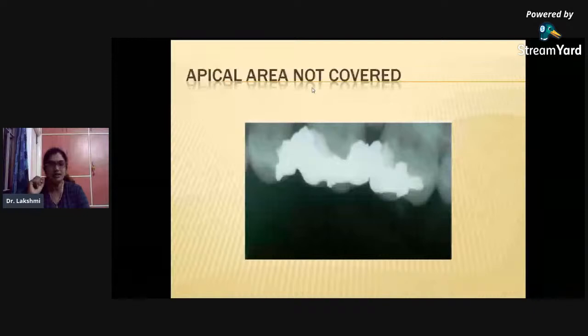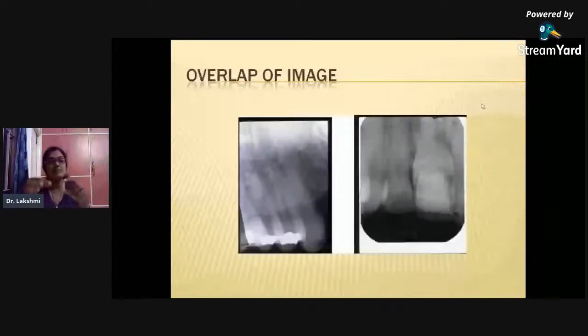Next, surface not covered, reverse of that. The film is placed a little too neatly that all the overlap of images, why do these happen? Because of how it's not proper.